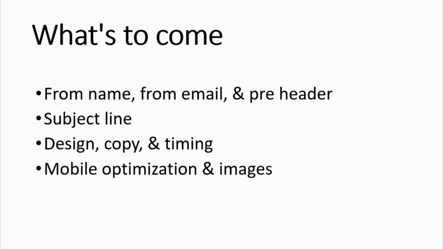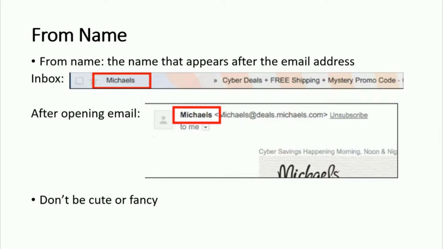So I want to frame this up and let you guys know what you're in for. This is kind of a chunky section we're going to deal with here. So we're going to start with from name, from email, and the pre-heading. Then the next video we're going to do is subject line. After that we're going to do design, copy, and timing, and the final one in tools 1 will be mobile optimization and images. After that we're going to go on to software, but right now we'll just deal with this little chunk we got here.